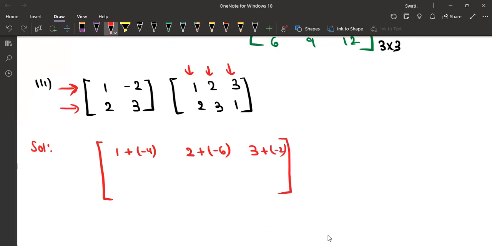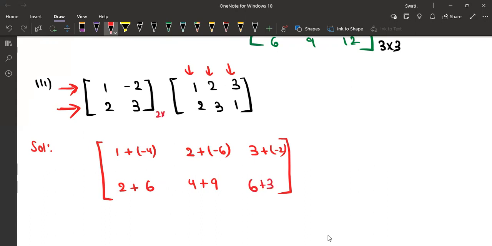Now next, second row, first column. That means 2 times 1 plus 3 times 2. Okay, I could have written directly the answer, that is 2 plus 6. Yeah, because you can understand that now. So yes, second row, first column. So 2 into 1 is 2 plus 3 into 2 is 6. Now again the second row, second column. So 2 times 2 is 4 plus 3 times 3 is 9. Now again the second row, third column. So 2 times 3 is 6 and 3 times 1 is 3.